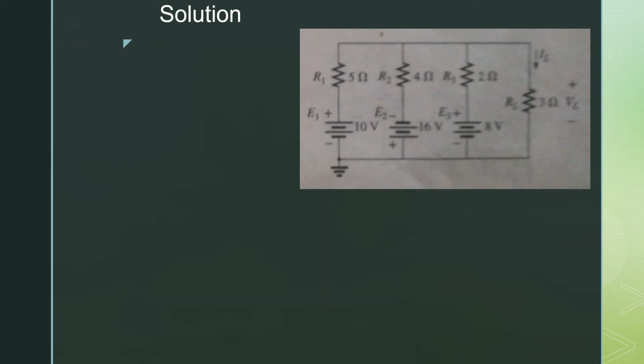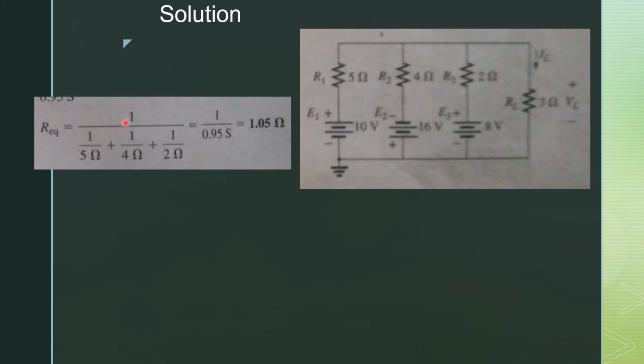In the second step, we have to find the value of R equivalent from R1, R2 and R3. R equivalent is equal to 1 divided by (1 by R1 plus 1 by R2 plus 1 by R3). This is basically the relation of resistors in parallel. So when we substitute the values, we will get the value of R equivalent, which is equal to 1.05 ohms.